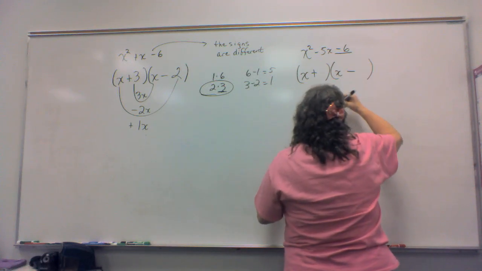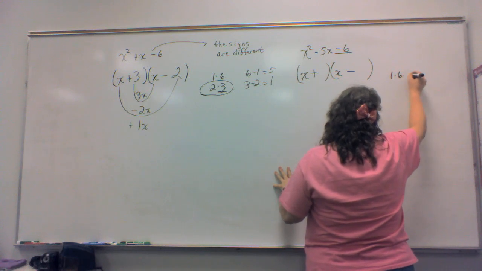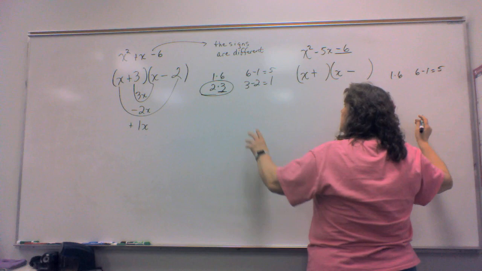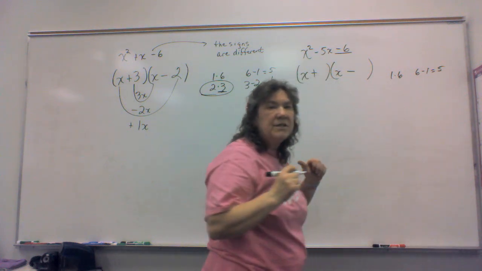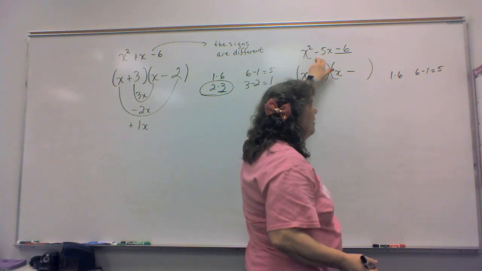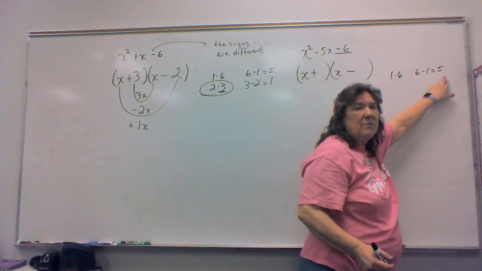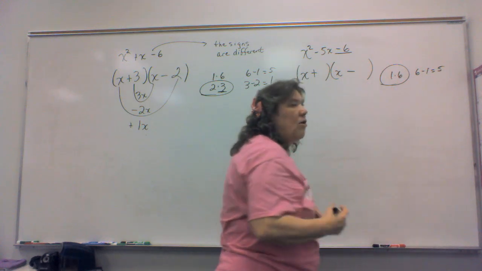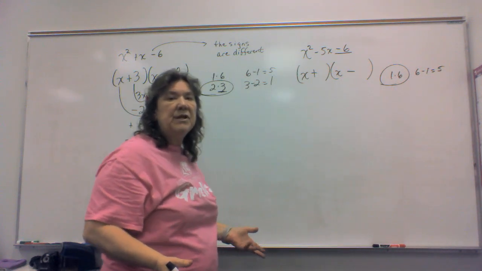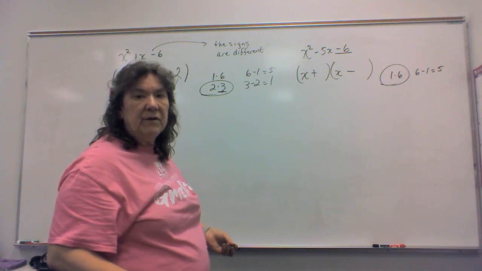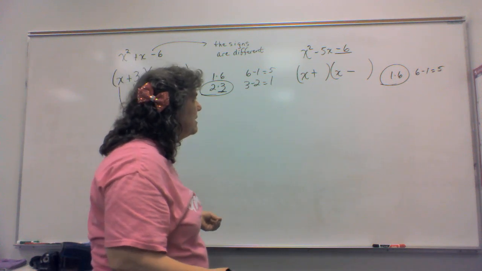And so we've got a 1 times 6. 6 minus 1 is equal to 5. Because it's different signs, you're going to subtract. Now, this is a 5. That's exactly what we got with this subtraction. This tells us that 1 and 6 are our factors, so we don't need to try again. But which one is positive and which one is negative?